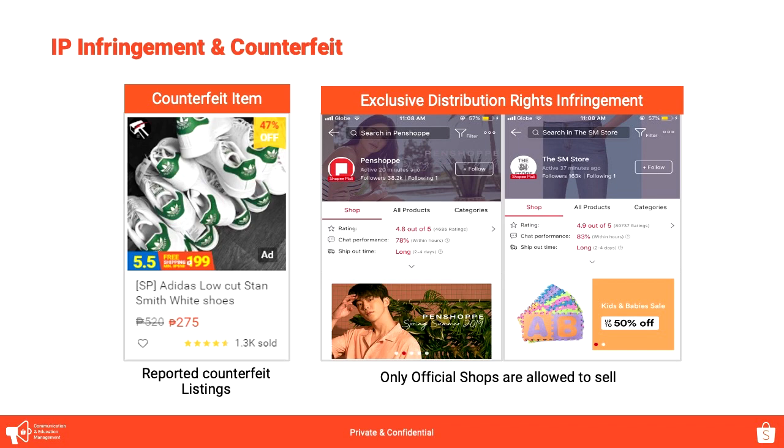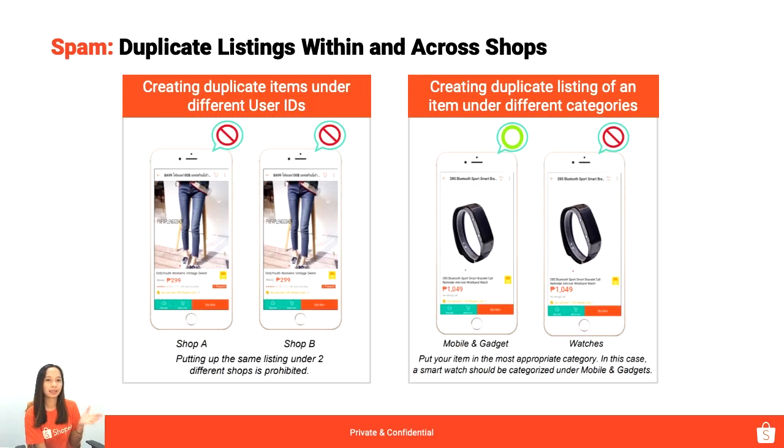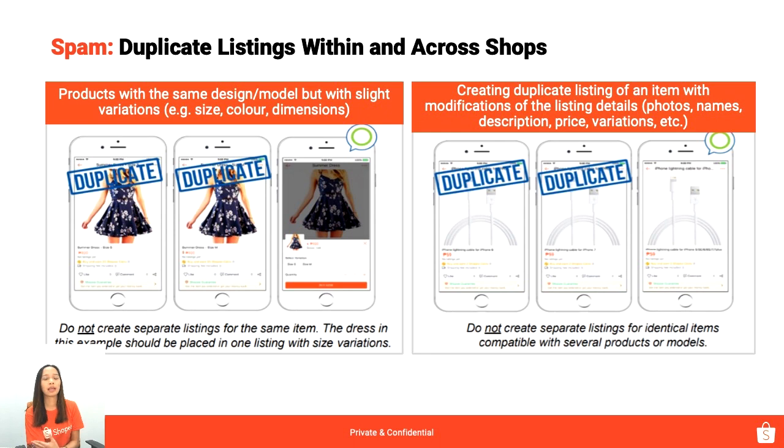So, the next type of listing violation is what we call spam listings. So, under spam listings, marami din siyang seller types. First one is duplicate listings. So, from the word itself, pare-parehas yung items na pinupost natin sa Shopee. Wala siyang significant difference. Pwedeng nasa same shop or nasa magkaibang shop, tapos na-trace natin na isa lang pala yung owner, tapos pare-parehas lang yung pinupost ninyo.